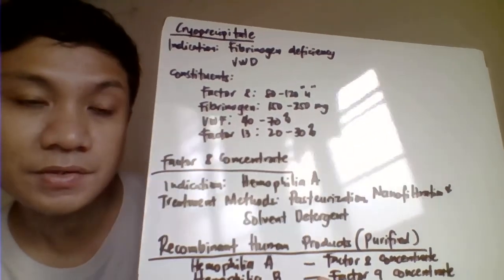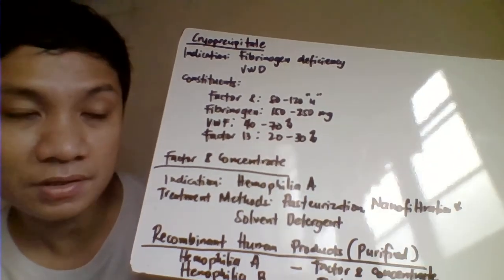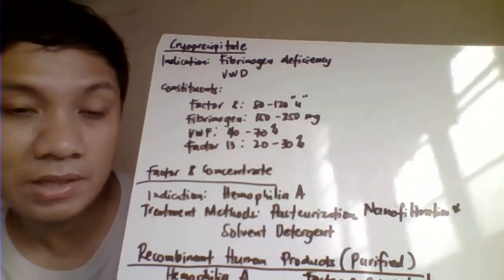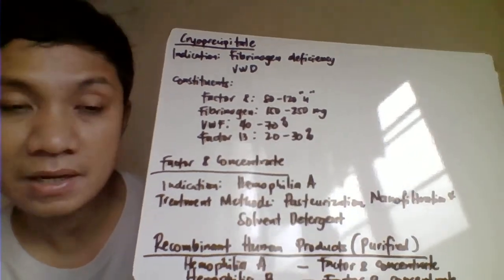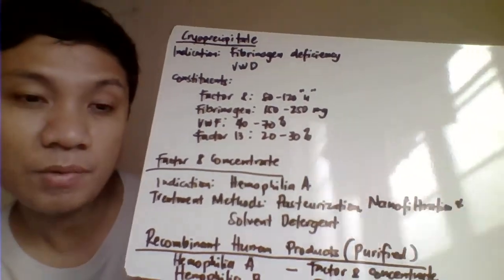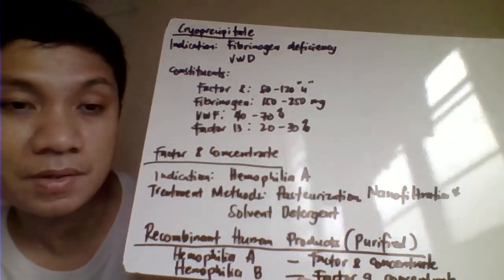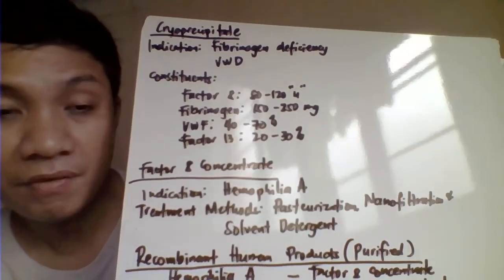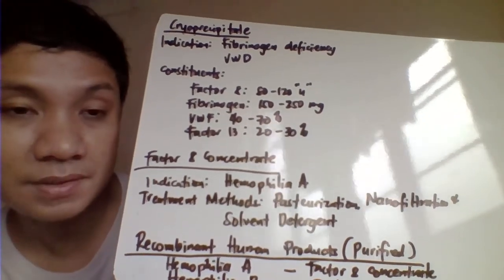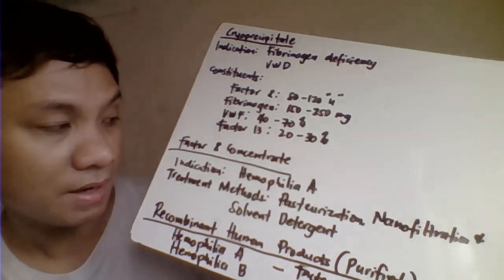Okay, we have here the constituents of our cryoprecipitate. So factor 8 contains 80 to 120 units, fibrinogen concentration 150 to 250 milligrams. Von Willebrand factor is 40 to 70% of the original fresh frozen plasma, and factor 13 is 20 to 30% of the original fresh frozen plasma.